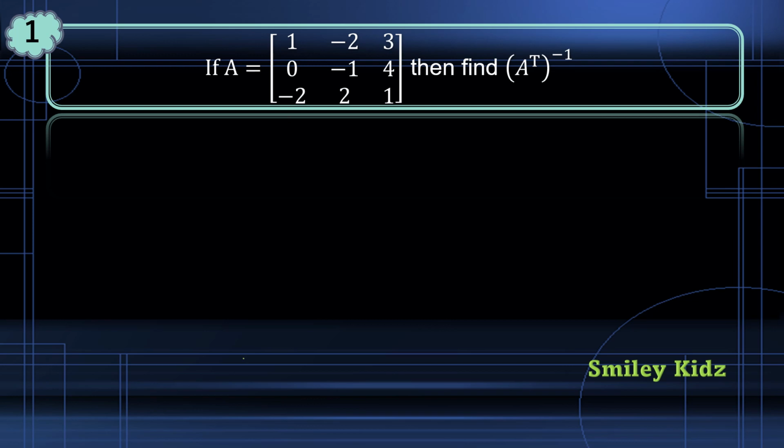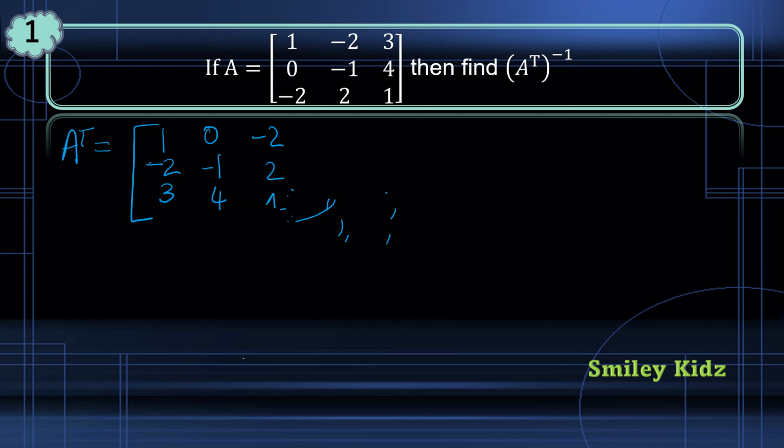Firstly, we have a matrix A where we have to find out (A transpose) whole inverse. Firstly, we have A transpose as 1, minus 2, 3, 0, minus 1, 4, minus 2, 2, 1. It's basically rows into columns or columns into rows. Fine, this is A transpose. Now let's find out the inverse of A transpose.